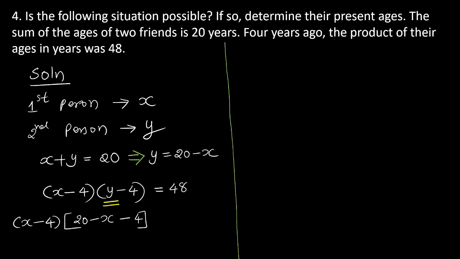You can ask me doubt, but let me write 2 or 3 steps. After that, I will interact with you. Then you can ask me doubt. So I got equations like this. y is 20 minus x. So in the next step, x minus 4 into, see here, 20 minus 4 is there, isn't it? 20 minus 4 is 16, correct? So this will be 16 minus x, is equal to 48.